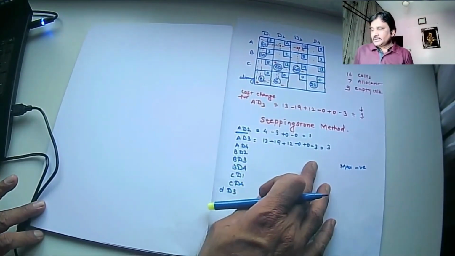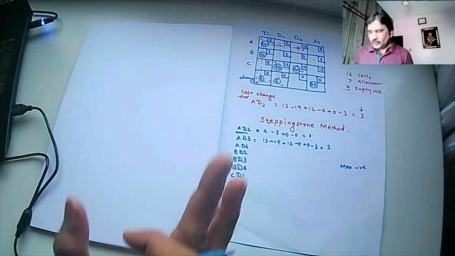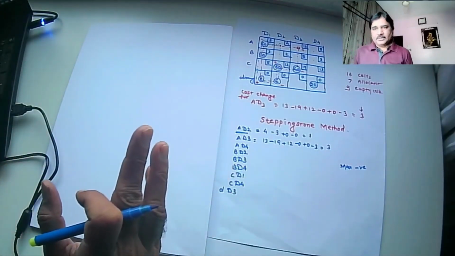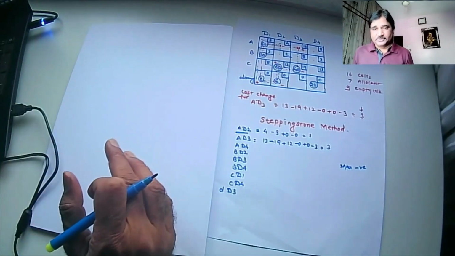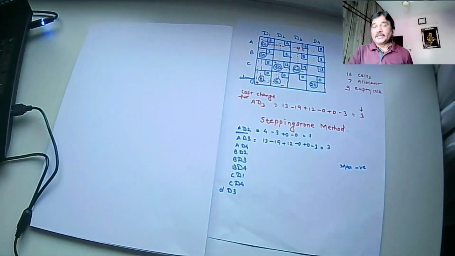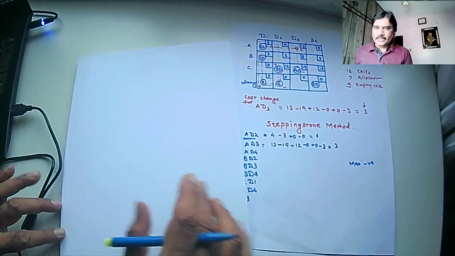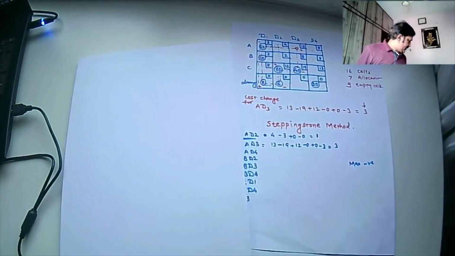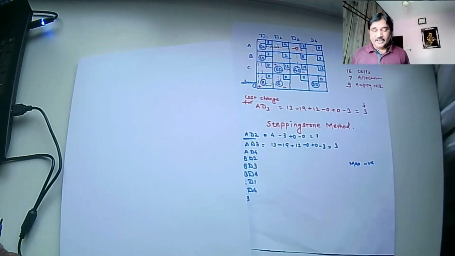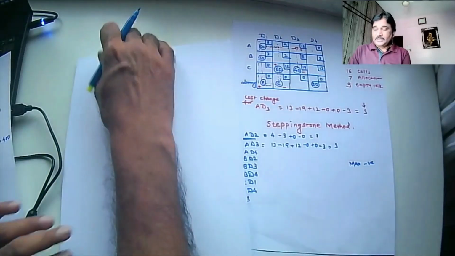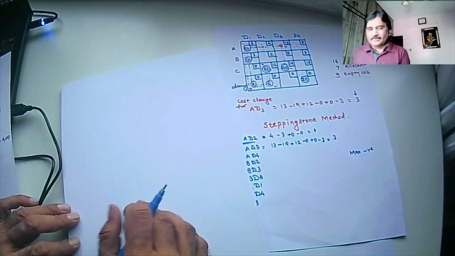In my later lectures, after you are well versed with this modified distribution method, you may get curious about why this is happening, and you will find the reasons in some of my later lectures. To make you understand the optimality test by the modified distribution method, we will once again come back to that 2 by 2 problem.